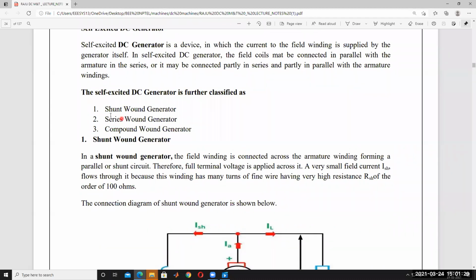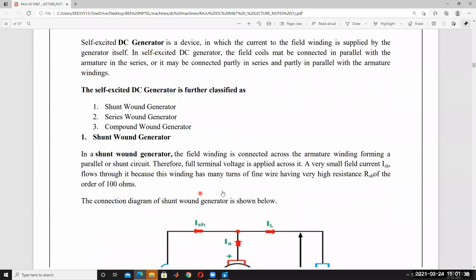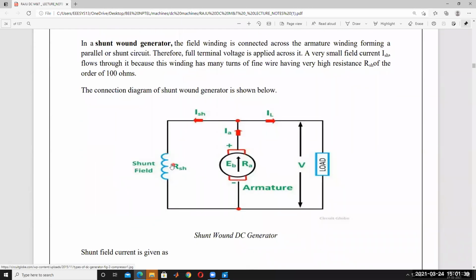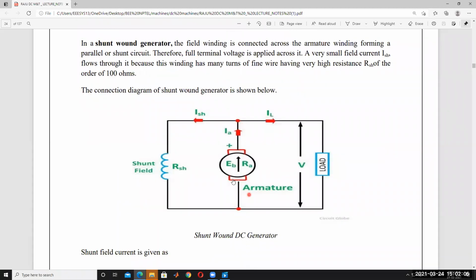Now, self-excited generators have different types of connections: shunt wound, series wound, and compound wound. Based on the connection, these generators are classified into three different types. Here the field winding and armature winding are connected in parallel. That's why it is called a shunt generator. This is the shunt field resistance RSH, RA is the armature winding resistance, IA is the armature current, ISH is the shunt current, and IL is the line current or load current. The generator output is nothing but electrical.